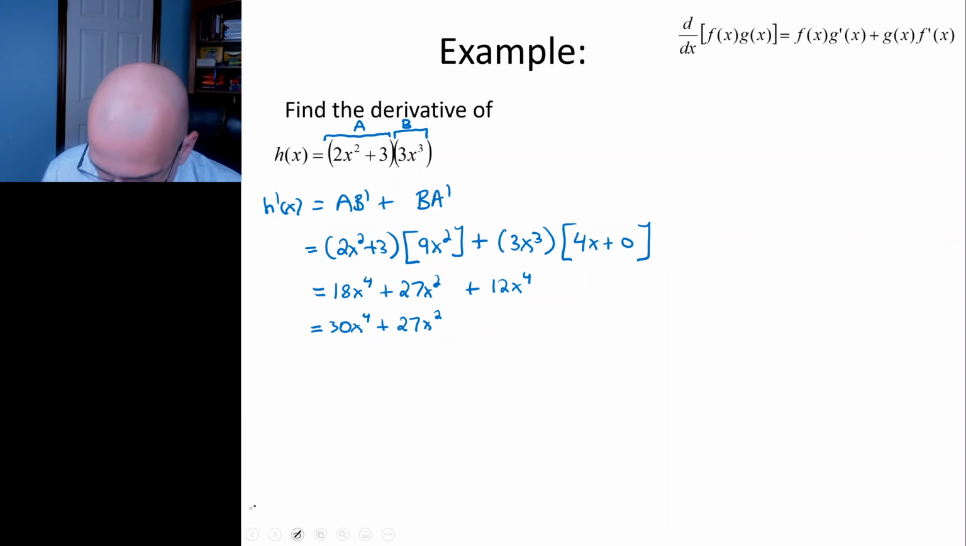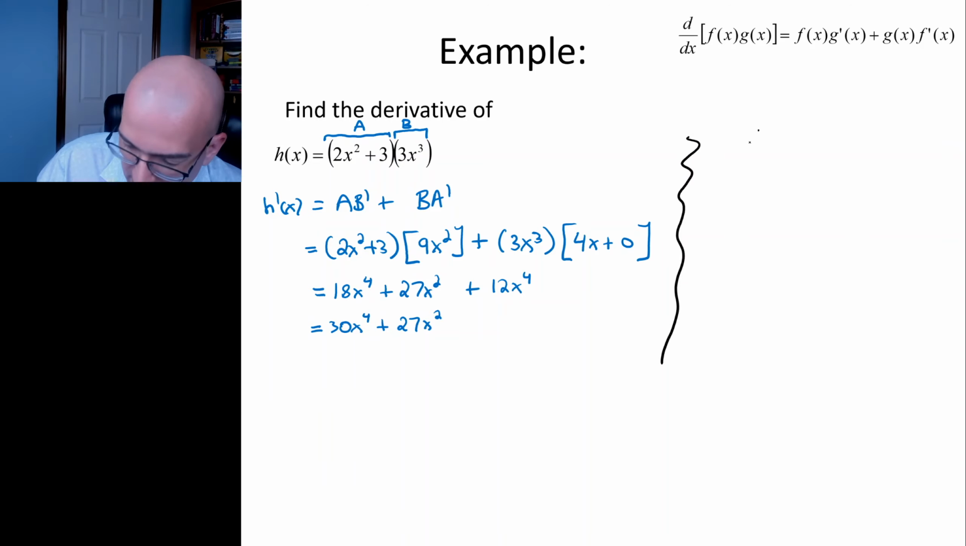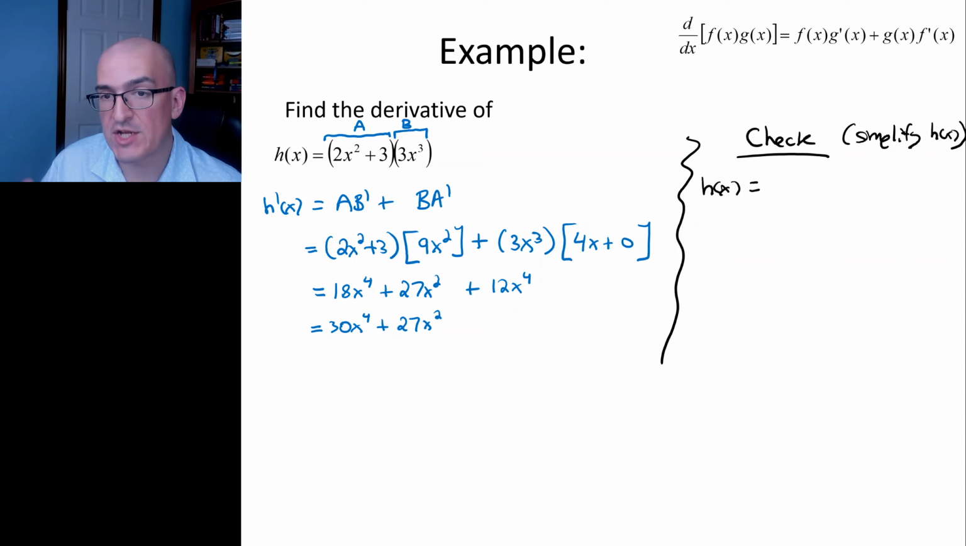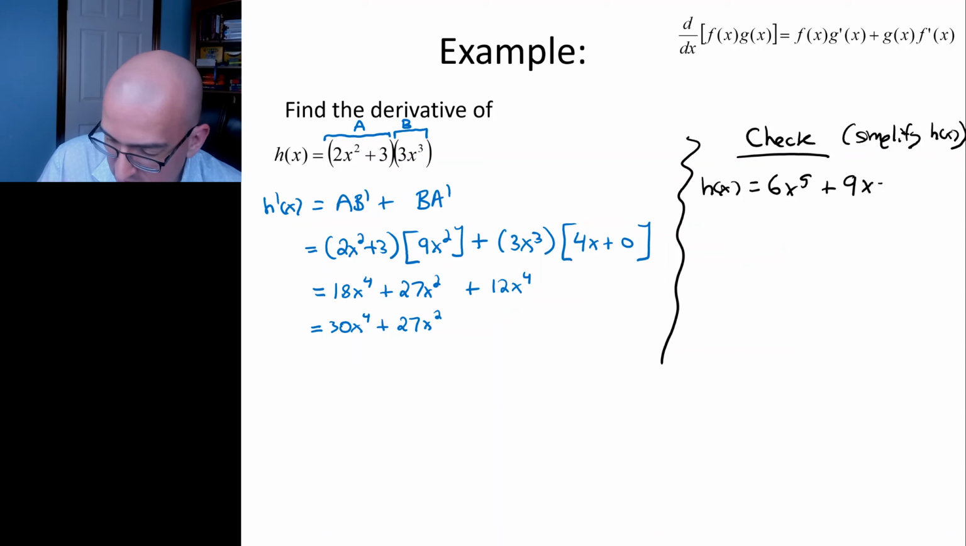Let's check. All right, let's check our answer by simplifying. Simplify h of x. So h of x is equal to, we're going to expand out, multiply each of the terms in the first bracket by 3x to the power of 3. We get 2 times 3, 6, x squared times x to the 3, x to the power 5, plus 3 times 3, 9, x to the power of 3.